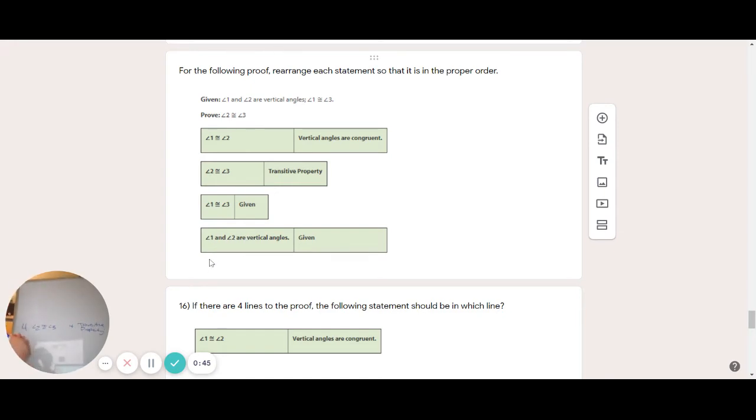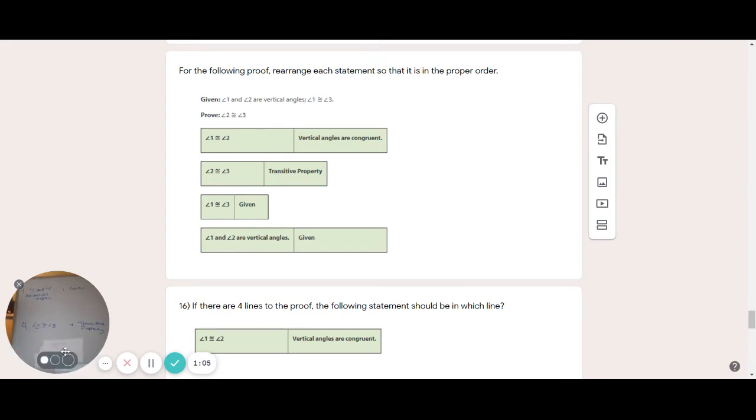So this will be step 1. So step 1 will be that angle 1 and angle 2 are vertical angles. And we get that because it's given.